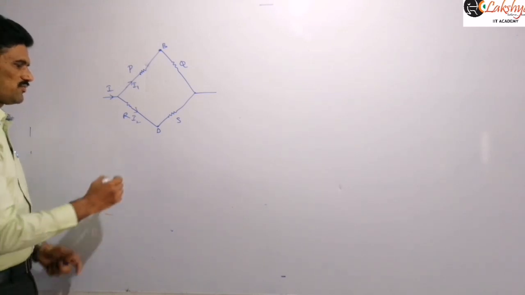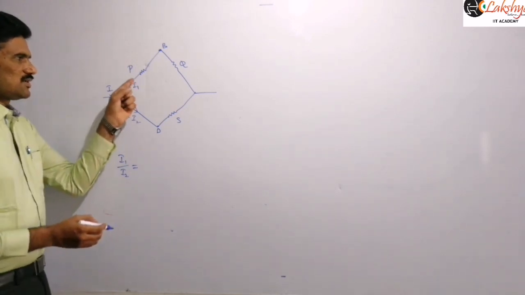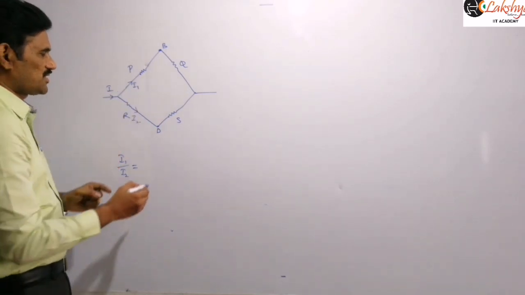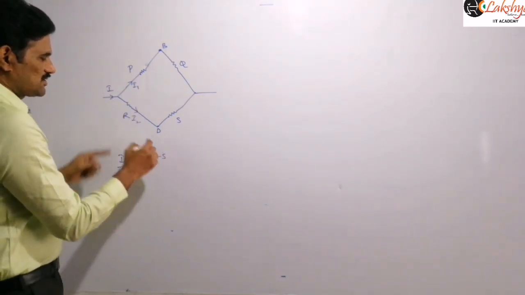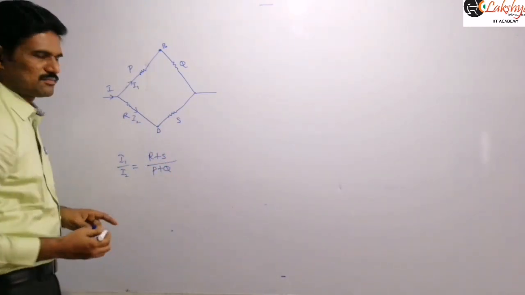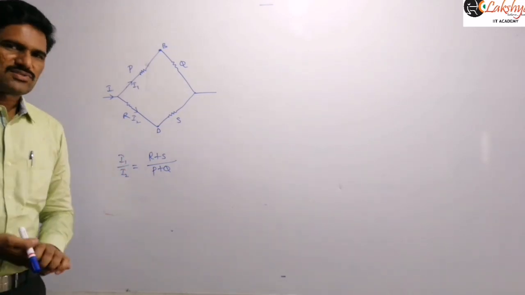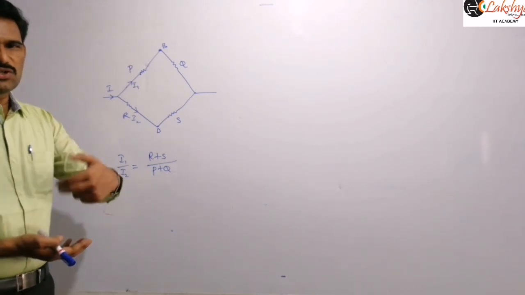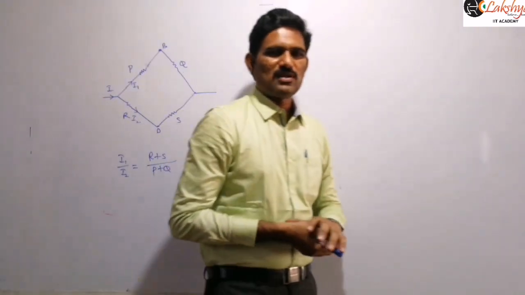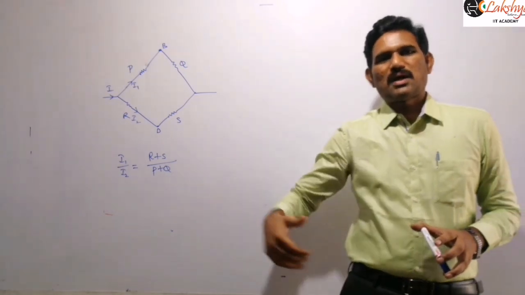Now I am finding the ratio of I1 and I2, right? These two are in parallel, so you can write the inverse ratio of the resistances, which is R plus S by P plus Q, right? If it is a balanced Wheatstone bridge, we know no current flows between B and D, and we can write that the potential of B is equal to the potential of D.